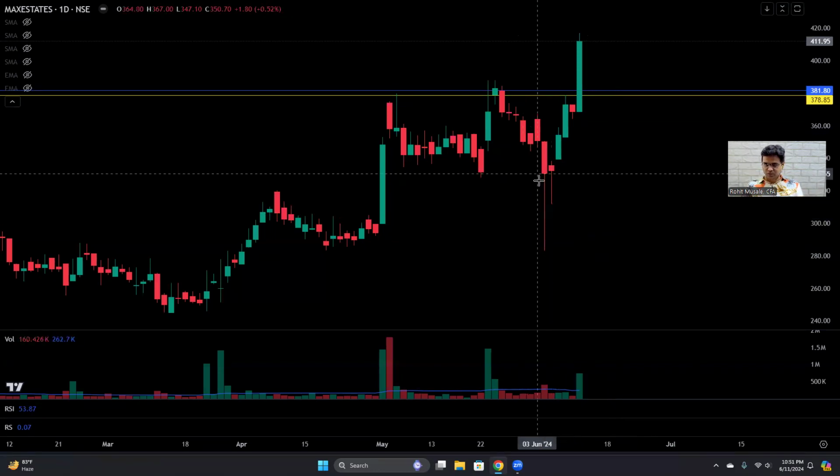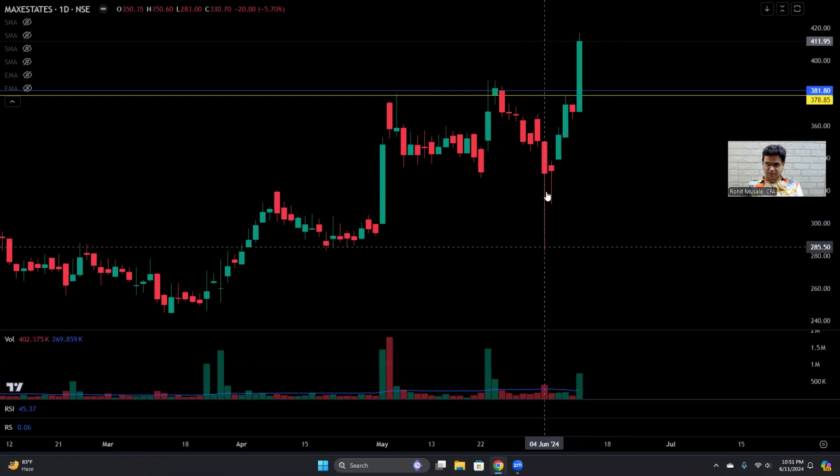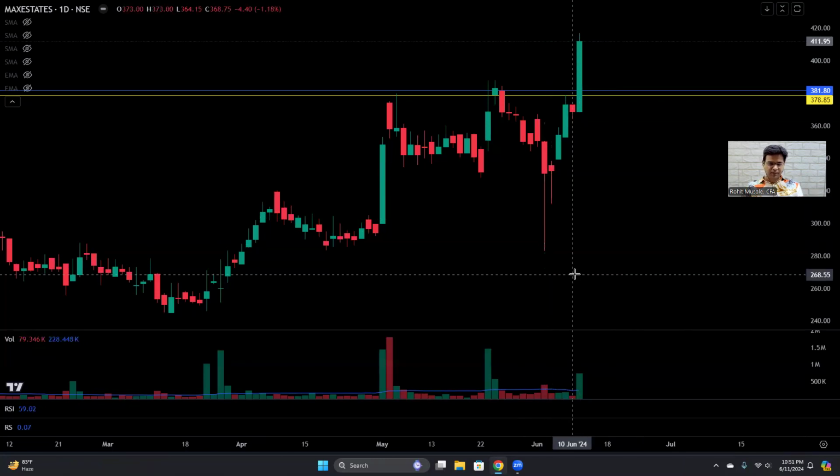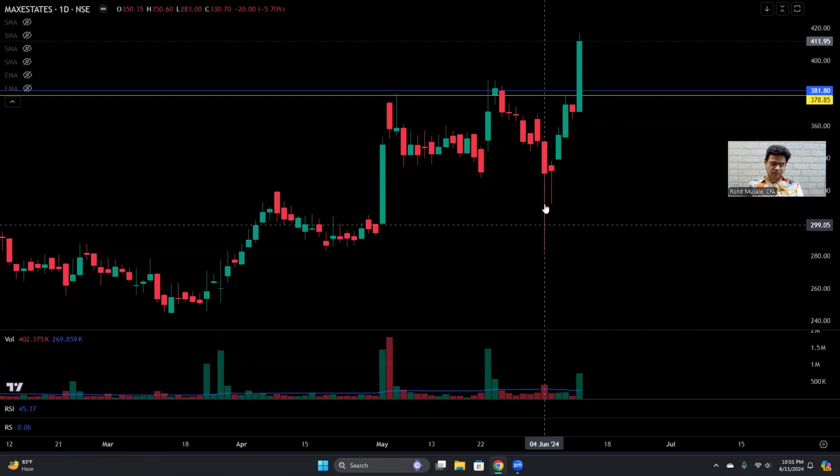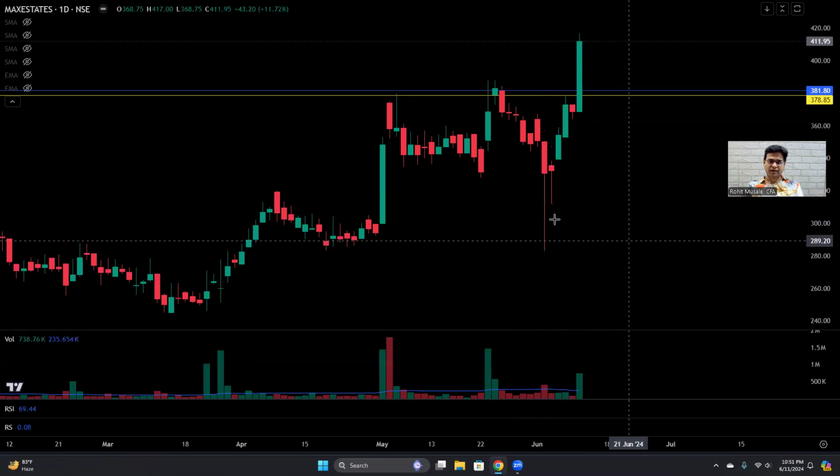And this stock was volatile in the base. This candle gave a clue that people are really not selling the stock. Okay, this is a bullish candle, although it's a red candle.